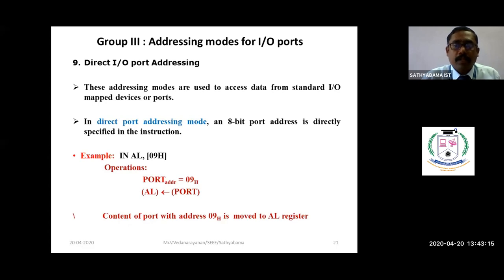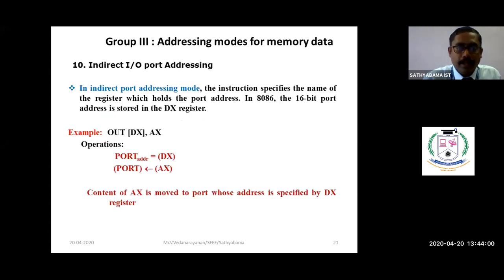The next one is group 3 addressing modes. We have IO ports: direct IO and indirect IO. In direct IO, you have an 8-bit port address directly specified in the instruction. If you see this instruction, IN AL, 09H, port address 09 is my port address. So I'm taking the content of the port with address 09 into my register AL. Some data or signal is coming to my port, and that signal or data coming through port 09 is moved to the AL register.